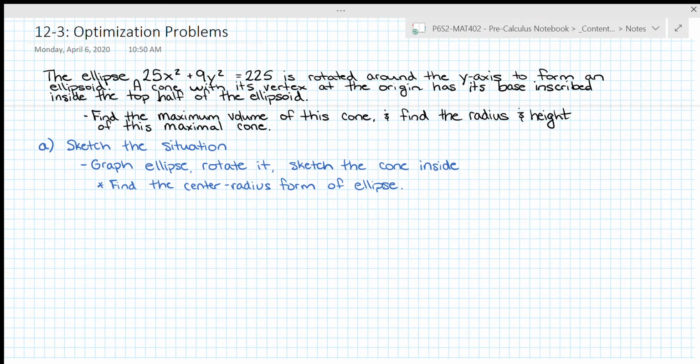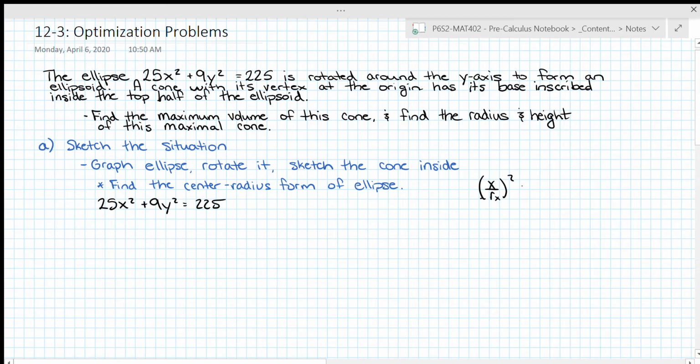So we want to take that equation, that 25x squared plus 9y squared equals 225, and we want to write it in that form, x divided by the x radius squared plus y divided by the y radius squared equals 1, the form that we were used to seeing at the start of this section. If you're not fully comfortable with that, go back to the last set of notes, the 12-3 notes. There are some notes in there about rewriting that. But we want to take this and get it into this form here.